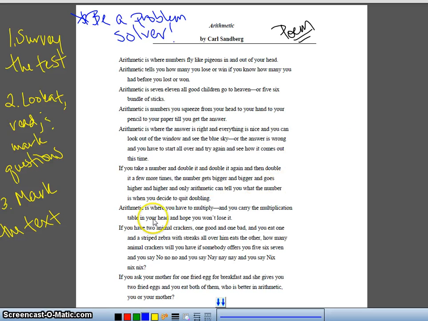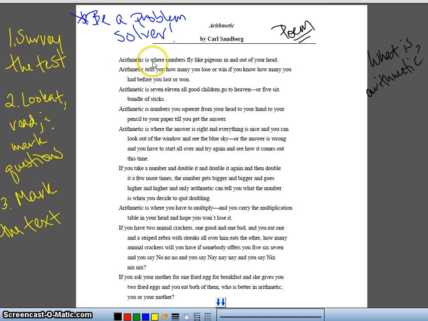The first thing that you would want to do when you're reading this poem is take a look at the title. This is called Arithmetic by Carl Sandburg. And one of the first problems that you may run into is not knowing what arithmetic means. If that's the case, then what you would do is start reading the poem to see if you can find some clues that will help you understand what it is. So over here to the side, I'm going to make some notes to myself. Really what I want to know is what is arithmetic, and I'm looking for clues as I read.